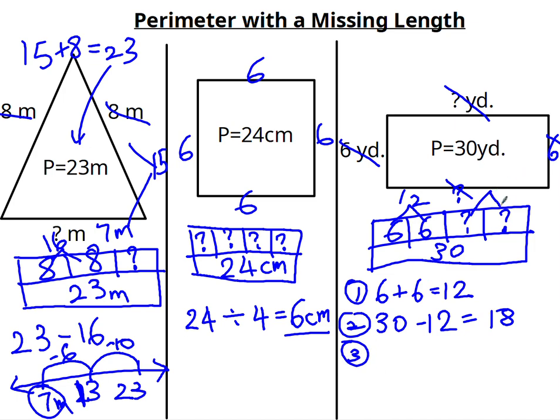18 means these two sides combined equals 18. Be very careful. A lot of students would think 18 is the final answer. But if you add 18 plus 6 plus 18 plus 6, the answer is not 30, because 18 equals these two sides combined. So in order to find out one side, we need to do 18 divided by 2. We need to halve the 18 in order to find the answer. Your answer should be 9 yards.